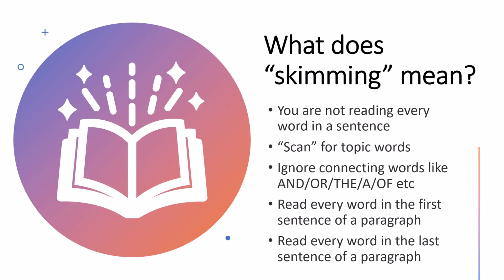When skimming an article, don't read every word in every sentence. Instead, scan for topic words, ignoring filler words like and or. One effective skimming tip I like to use is to read every word in the first and last sentence of a paragraph.